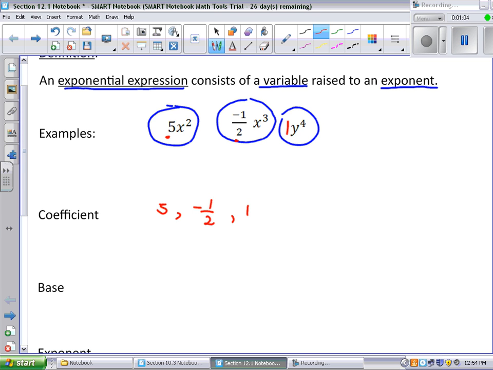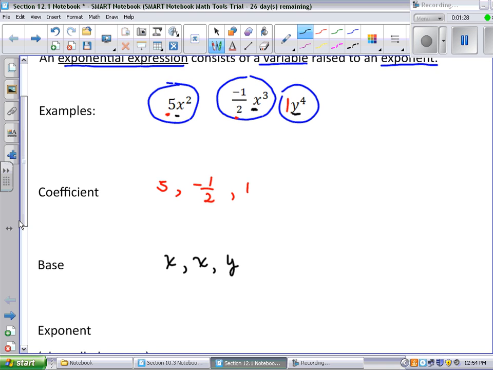Now let's look at the bases of the expressions. The base of that first expression, 5x squared, is x. The base of the second one, -1/2 x cubed, is x. And the base of the third expression is y.